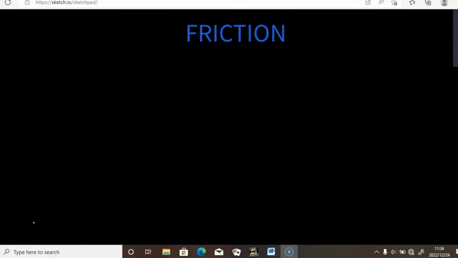To start the lesson, we are going to first look at the definition of friction, what friction is. The definition of friction is a force that resists the sliding or rolling of one solid object over another. This tells us that whenever we are dealing with friction, we will be looking at two solid objects rolling or rubbing against each other.